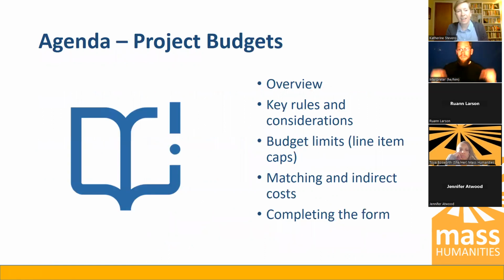This is our agenda for today. As we talk about project budgets, I'm going to give a quick overview and orientation of the budget form. I'll talk about some key rules and some considerations when making your budgets. I'll go over the budget limits, that's line items, caps on any particular kinds of costs. And then I will talk about matching requirements, and those are important for those of you applying through the Open Track. And I'll also talk about indirect costs. Then we'll finish up with completing the form and, of course, have time for questions.